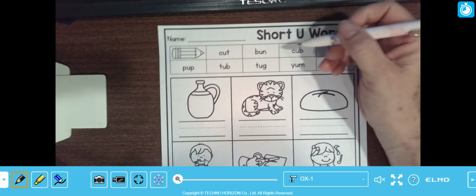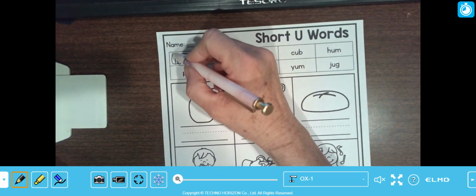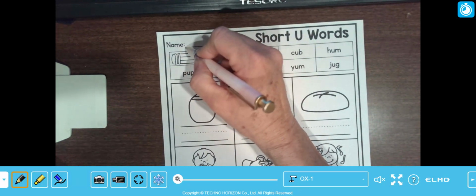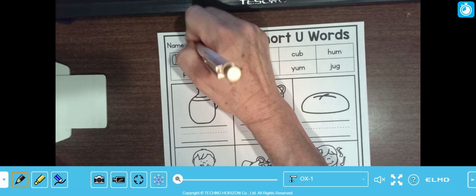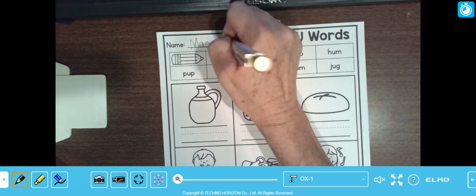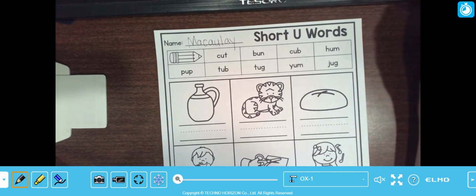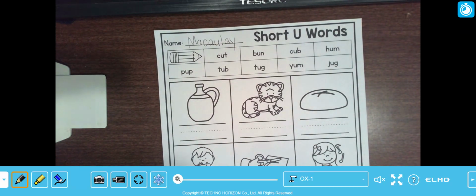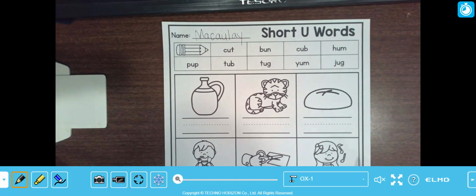All right, so we're going to write our name. See where it says N-A-M-E, name? We're going to write our name here. So this is my name, but you write your name. And as you're writing your name, I want to remind you that if I'm going too fast, all you have to do is pause the video so you can catch up. Then you can unpause it when you're ready to move on.